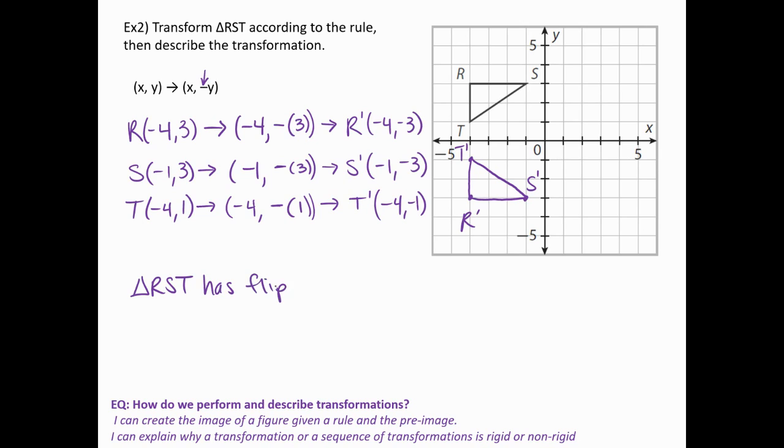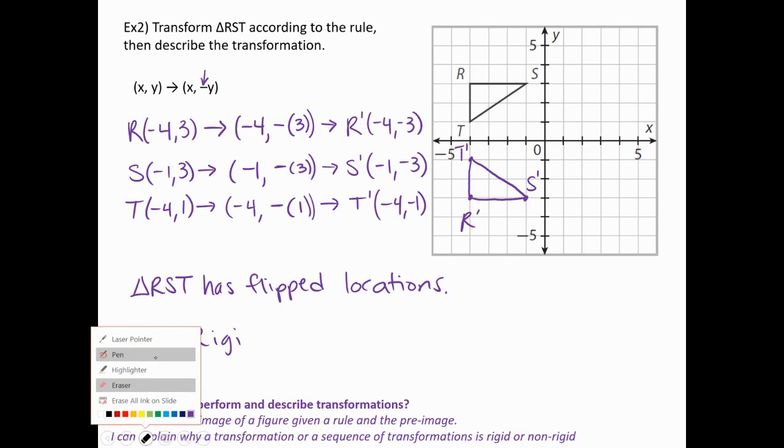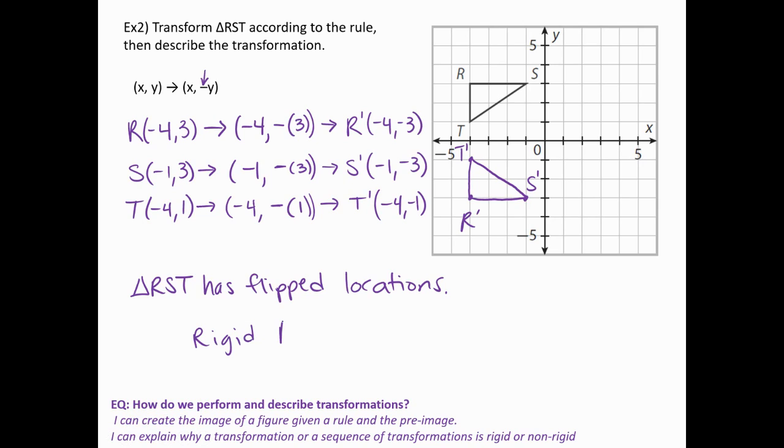has flipped locations. Again, later we'll call it a reflection, and that's fine. For now, it's flipped locations. It's moved. And did it change size or shape? No, it's still the same size. It's still the same shape. So this would be a rigid motion. As long as the size and shape are the same and all we did was move it, it's going to be rigid motion.